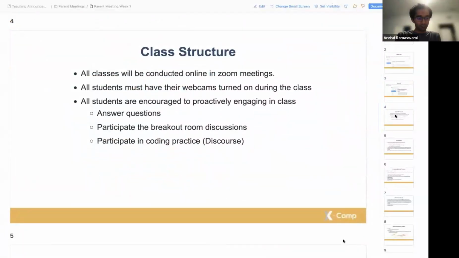Now, how do XCamp classes work? Currently we have all our classes conducted online in Zoom meetings, and the students are expected to have their webcams turned on in class, specifically with the camera facing their face so that we can see them. All the students are encouraged to proactively engage in the class, through answering questions, participating in breakout room discussions, or participating in some coding practice, whether that's in Discourse or separately assigned by the teacher. So there are lots of ways that students can participate during the class and are expected to participate.